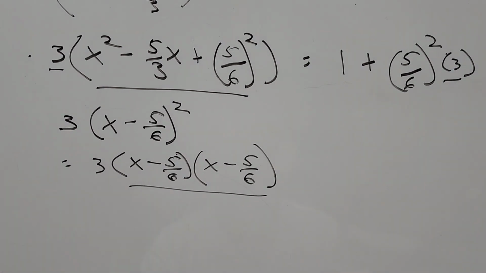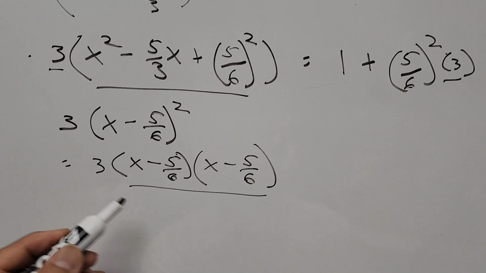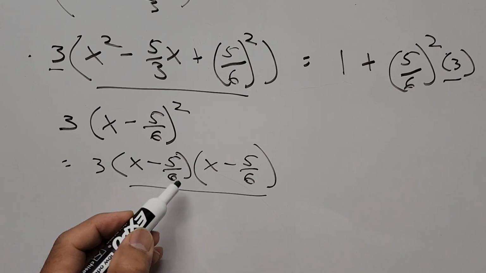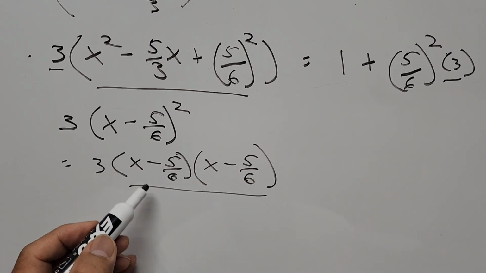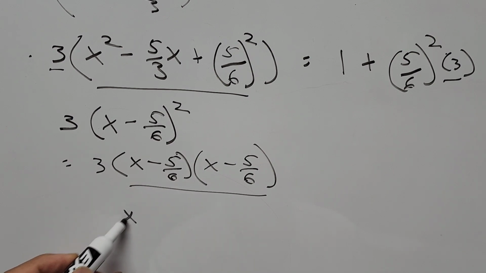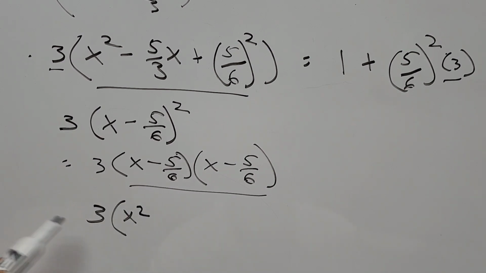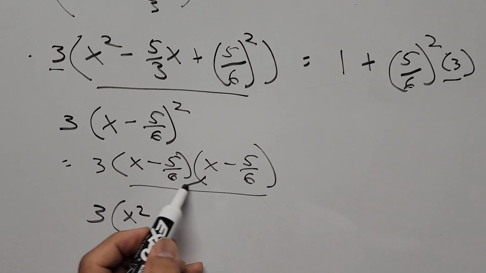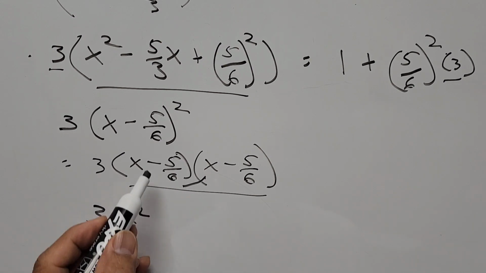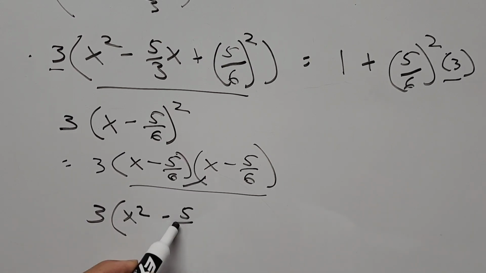So you can do that. That's an option. You can do that or not do it at all. It will be fine. What we have to do is just verify. So here now we do FOIL on these two factors. x times x is x squared. So put 3 right there, the multiplier. And then 5/6 times x, that's minus. So negative 5/6 x.